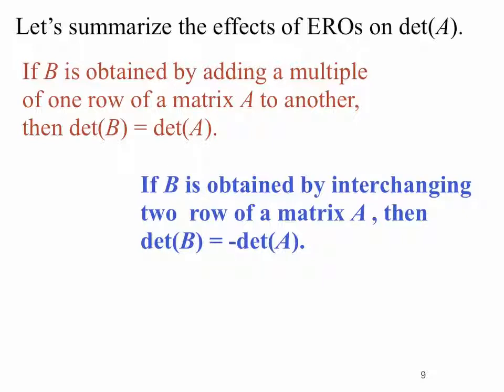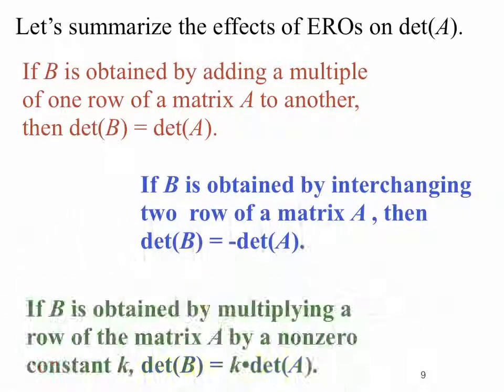Again, this just means that if we do an odd number of row swaps, then that will change the determinant by a factor of minus 1. If we swap the rows an even number of times, then the negatives will cancel themselves out and it will have no effect at all on the determinant. And finally, if B is obtained by multiplying a row of the matrix A by a non-zero constant K, the determinant of B is equal to K times the determinant of A.